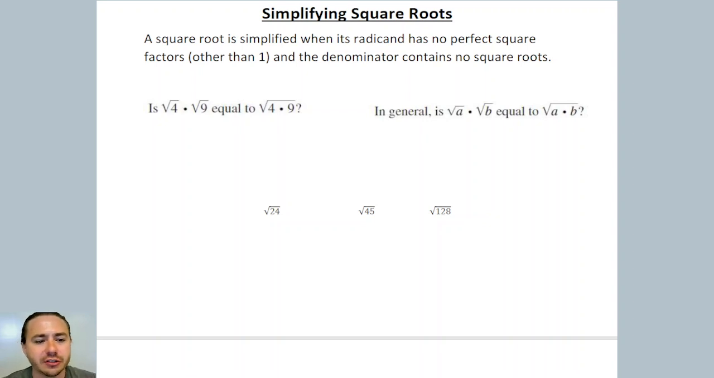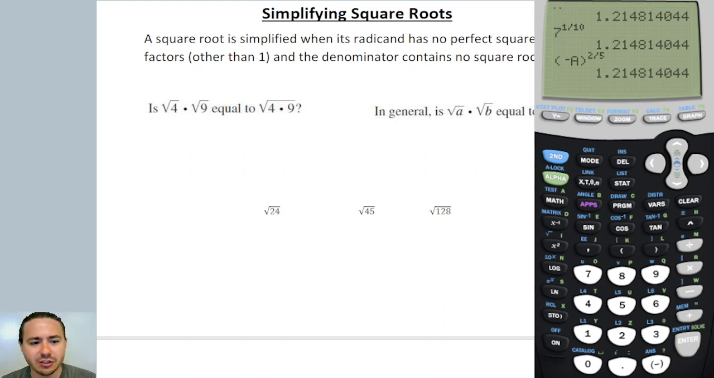First, a couple of rapid fire questions. Is root 9 times root 4 the same as root of 4 times 9? We can test that in the calculator real quick. That's an easy question to answer. Let's just type it in, right?